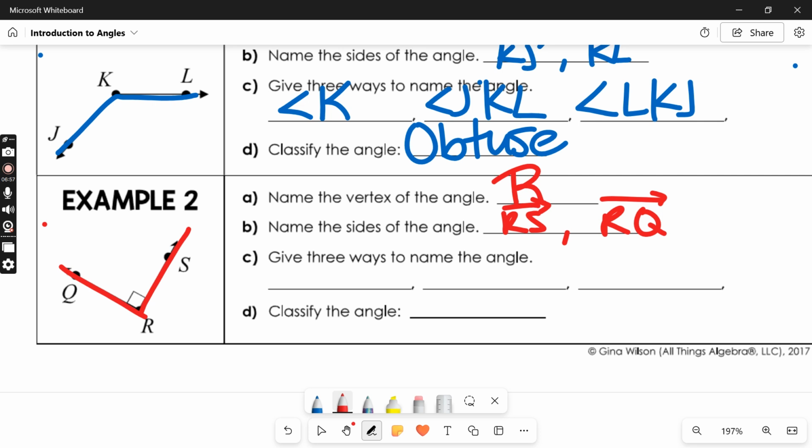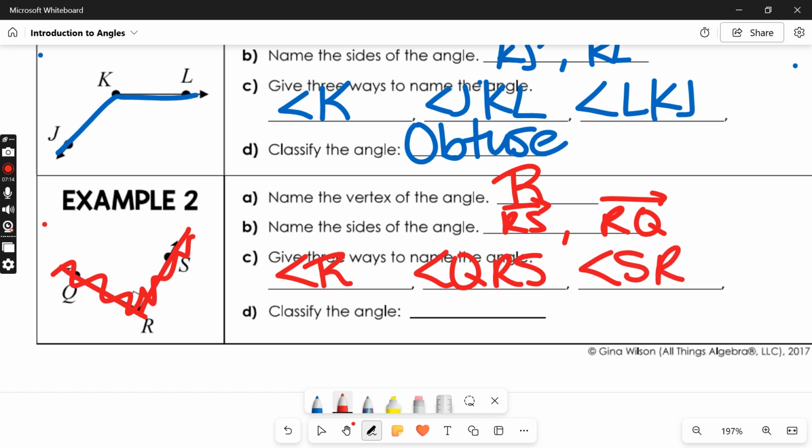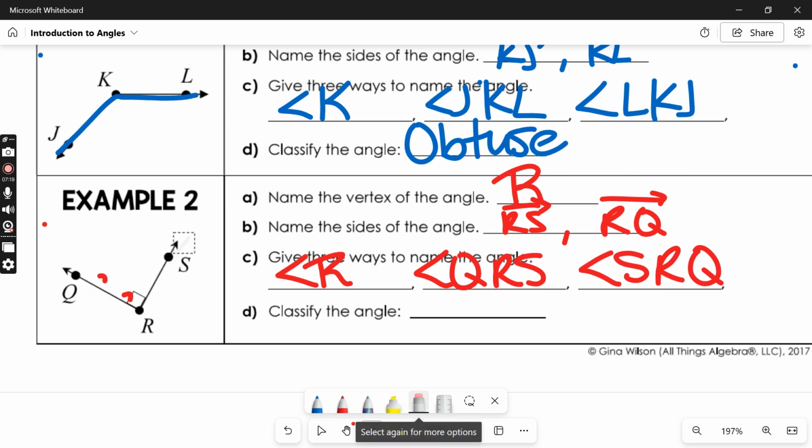Okay, give 3 ways to name this. Since this is the only angle at R, I can say this is angle R. I could start from Q to R and then up to S, so I could say Q, R, S, or I could go the other way, S, R, Q. But R has to be at the center because it is the vertex. And then lastly, it asks us to classify it. Is it acute, right, obtuse, or straight? This one has this little box here indicating that it is a right angle.